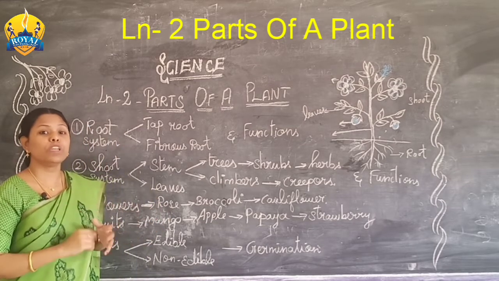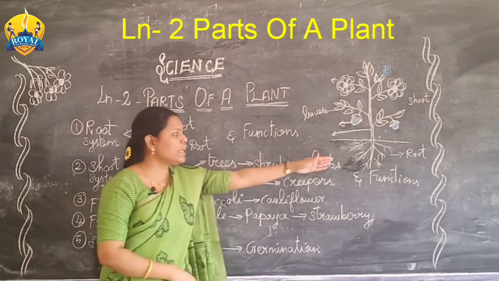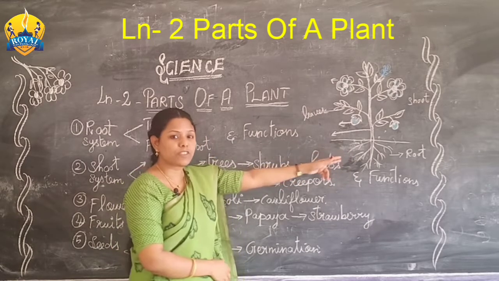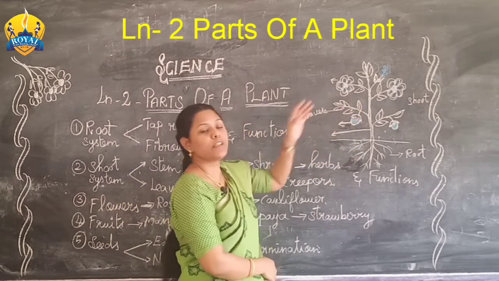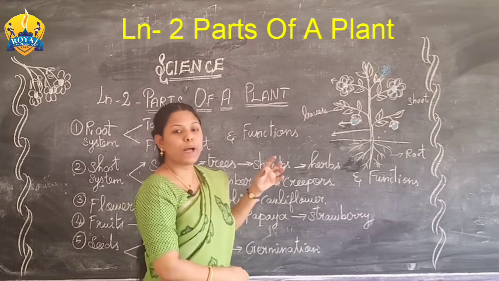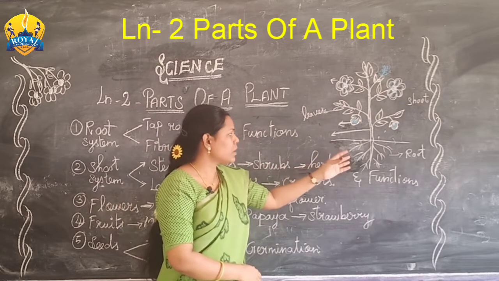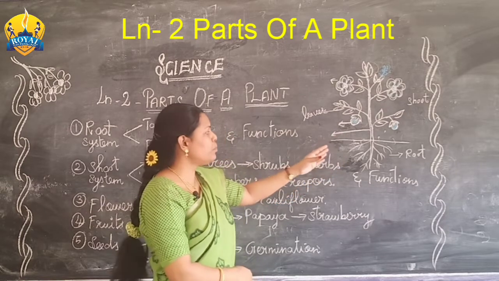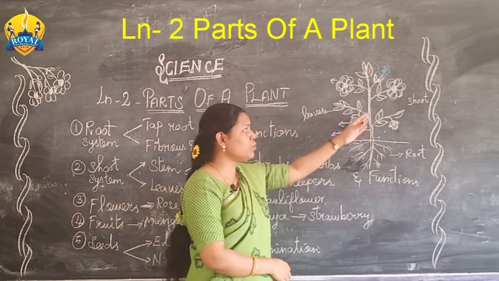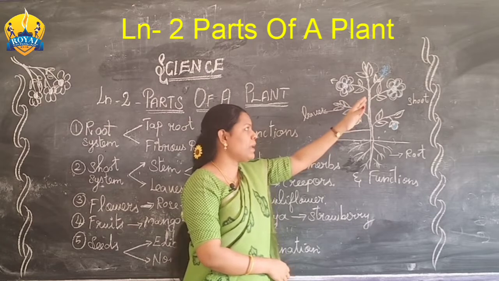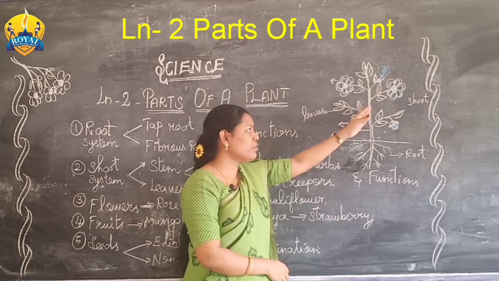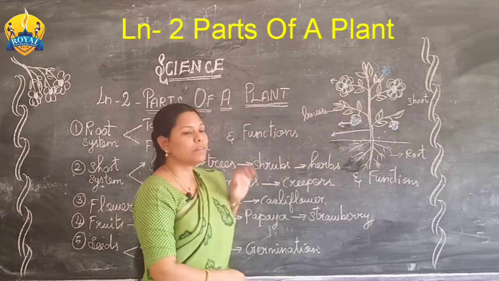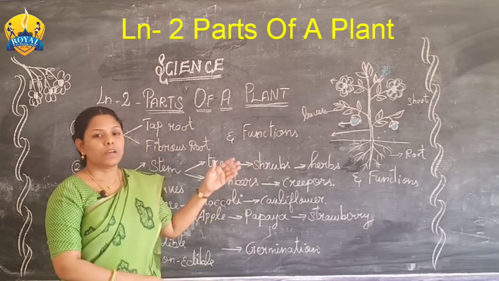Another important use is that the root absorbs minerals and water from the soil, that means from the ground, and it transfers them to the stem and other parts of the plant. After that, the stem transfers the minerals and water to all the branches, flowers and all parts of the plant. So these are the main functions of the root.